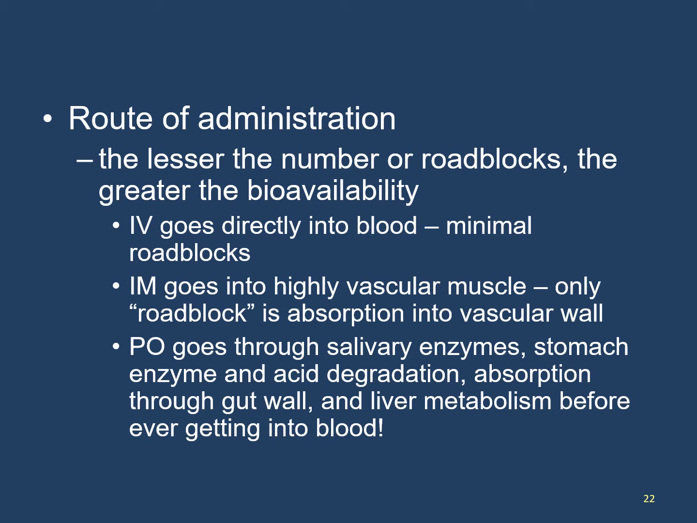Yeah, I did just say this. The lesser the number of roadblocks, the greater the bioavailability. This is why often when we give something IV, we give a much lesser dose of it than we give to somebody PO, right? I mean, you know how this goes. If you give somebody morphine IV, you're going to give something like 2 or 4 milligrams to start. But if you give it orally, you typically will go much higher than that, like maybe 10 or 20 milligrams PO, because it's got to go through all the roadblocks to actually get to systemic circulation.